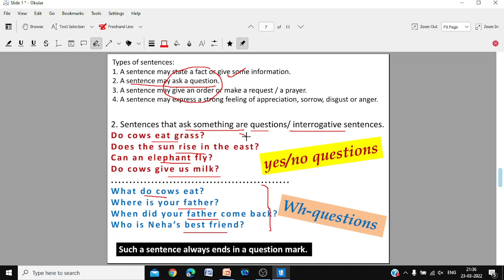And these are yes/no questions which can be answered in yes or no. Such a sentence, whether it is a yes/no question or a WH question, always ends in a question mark. Questions will have a question mark at the end. Statements will have a full stop at the end.